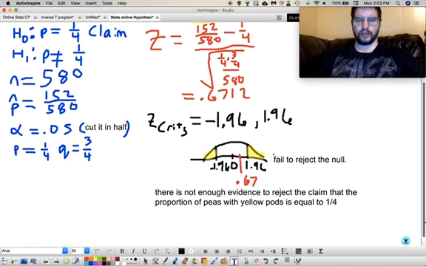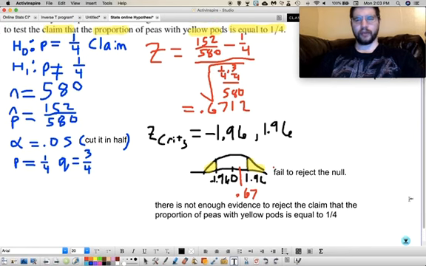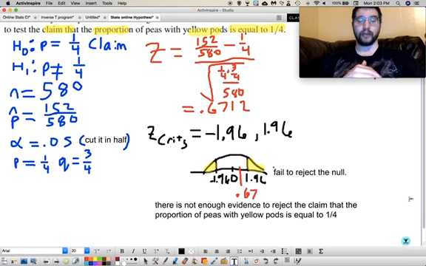So again, we're going to talk about the p-value test next week. I like the p-value whenever I'm using the TI. I like the critical regions whenever I'm doing it by hand, because calculating the p-value by hand is a little tedious. Anyway, that's it for today.